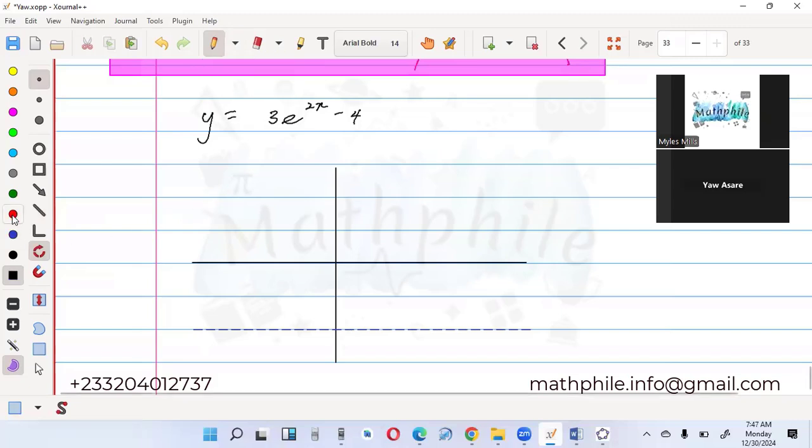Then we move on to find the orientation. There's a positive exponential function, so a positive exponential function will look this way.